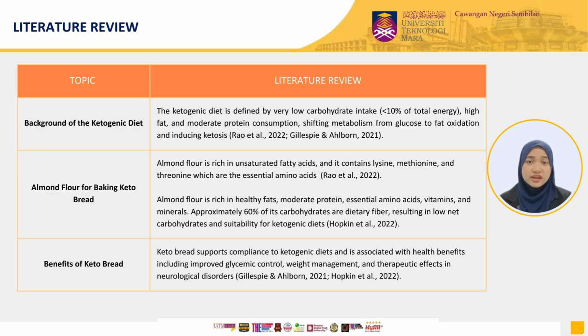Previous studies reported that the ketogenic diet is characterized by low carbohydrate, high fat, and moderate protein intake, which shifts the body's primary energy source from glucose to fat through a metabolic state known as ketosis. Among the various keto ingredients, almond flour is one of the most commonly used because it is rich in healthy fats, dietary fiber, and essential amino acids. These nutritional properties make almond flour a suitable ingredient for developing keto-friendly bakery products.